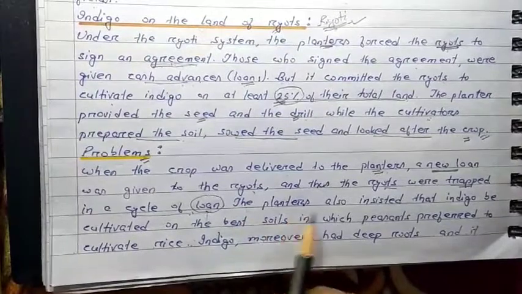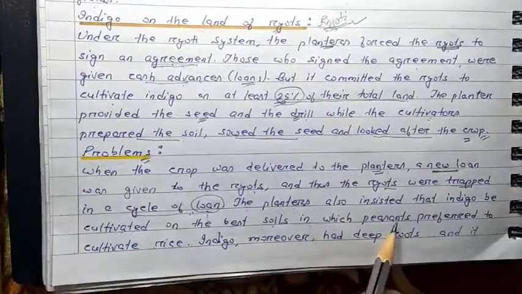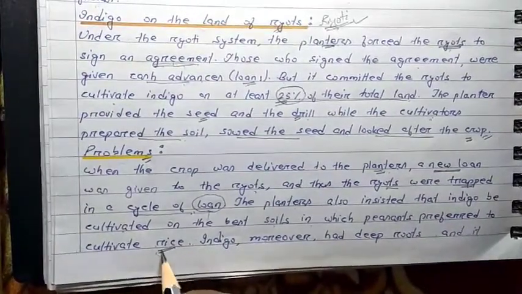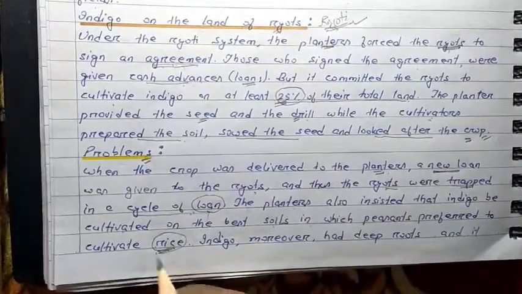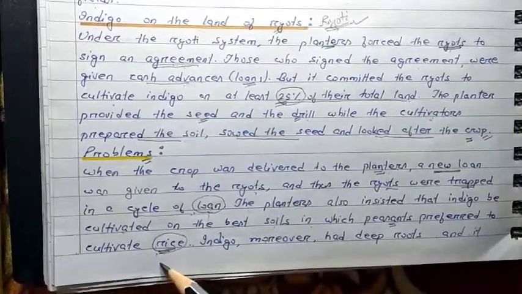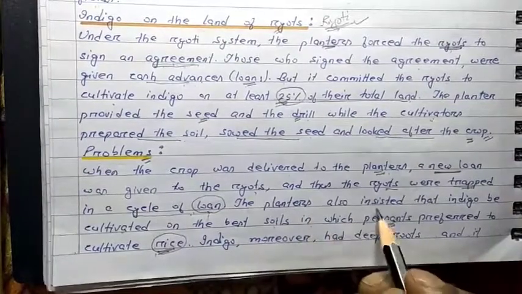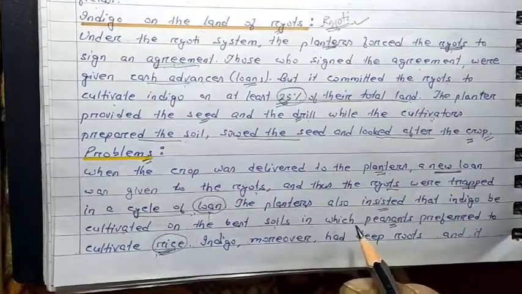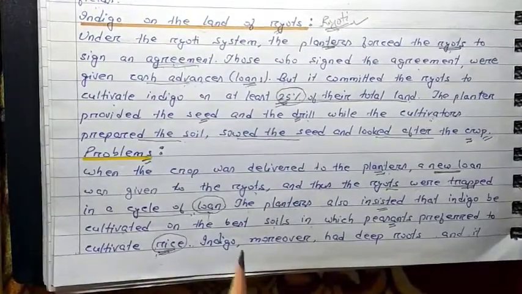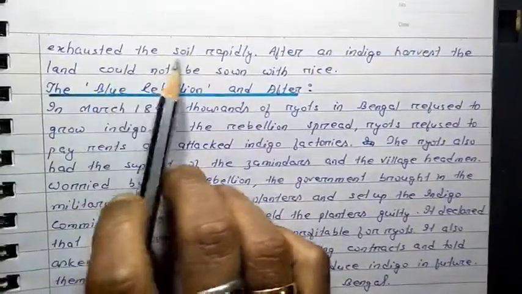Also, the planters insisted that indigo be cultivated on the best soils, on which peasants preferred to cultivate rice. You know, rice is our staple food. We need rice. So the peasants, or the ryots, wanted to cultivate rice on the best, fertile soil, but at the same time the planters insisted the ryots, or the cultivators, cultivate indigo on the best soil. Moreover, indigo had deep roots and it exhausted the soil rapidly.